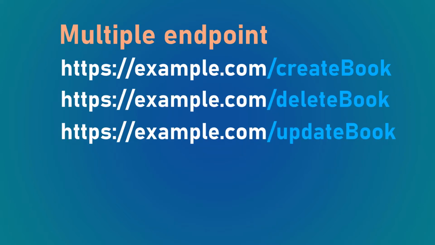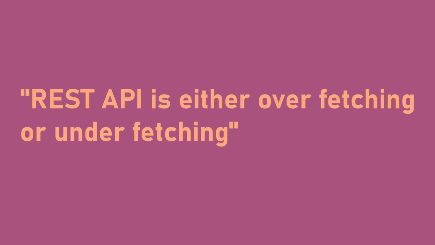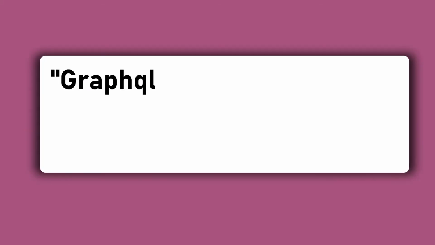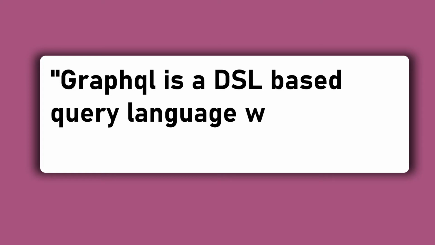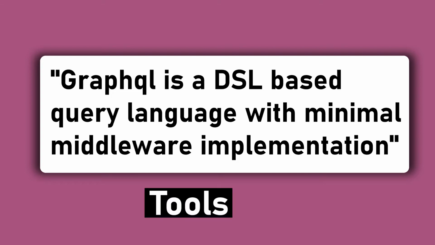Unlike RESTful API, which requires you to have a different endpoint coded in the backend to help you with all the desired responses and all the desired endpoints and operations you want to do. So most of the time, RESTful API is either overfetching or underfetching. So basically, GraphQL is a DSL-based querying language that eliminates the need to have a middleware application to interact with your data source. And it provides tools and APIs to ease your access to the data source in question.